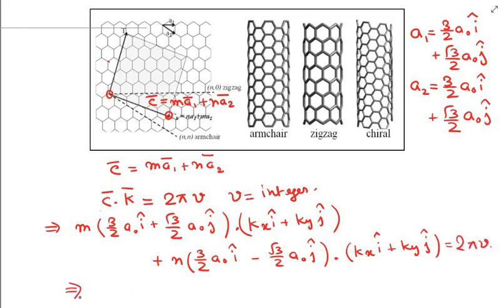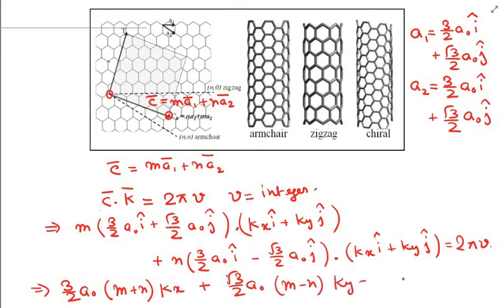So what I get at the end is (m plus n) kx into (3/2) a0, plus (m minus n) root 3 by 2 a0 ky. This is equal to 2 pi times an integer. So this is a periodic boundary condition basically.